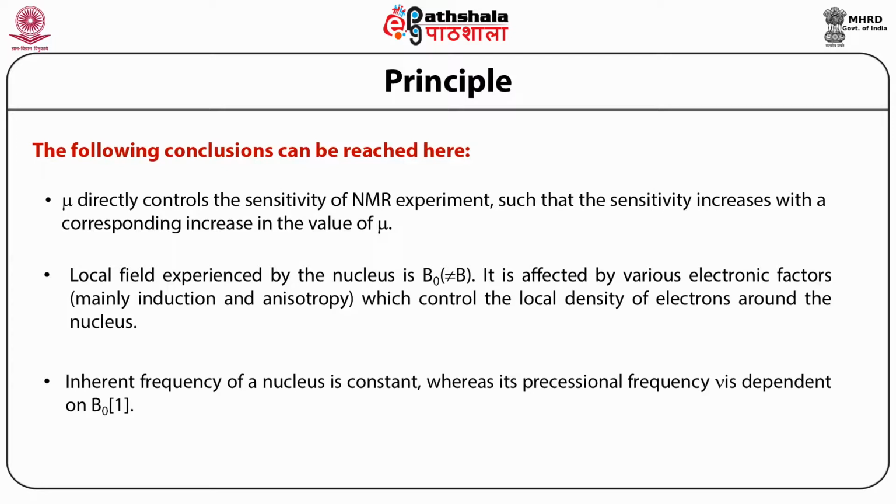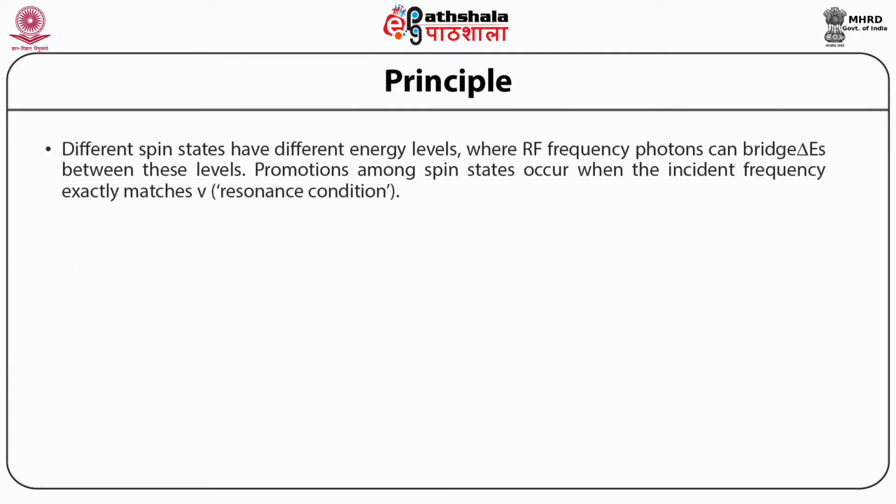The inherent frequency of a nucleus is constant, whereas its precessional frequency is dependent on B naught. So different spin states have different energy levels, where RF frequency photons can bridge the delta E between these levels. The promotion among spin states, which is shown in this figure, occurs when the incident frequency exactly matches the resonance frequency, that is nu.